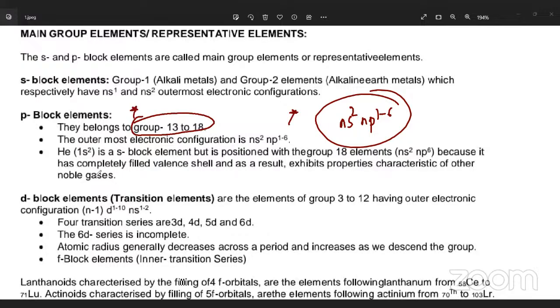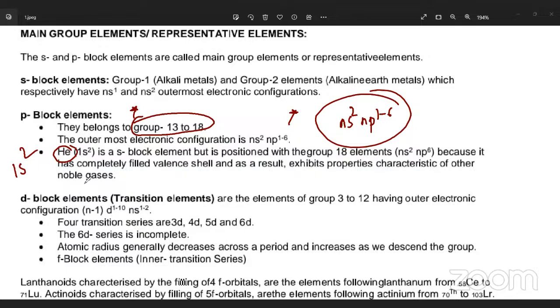Helium, with electronic configuration 1s2, is an S block element, but it is positioned with the group 18 elements, that is ns2 np6, because it has a completely filled valence shell. As a result, it exhibits the characteristics of the other noble gases. So these are the P block elements.